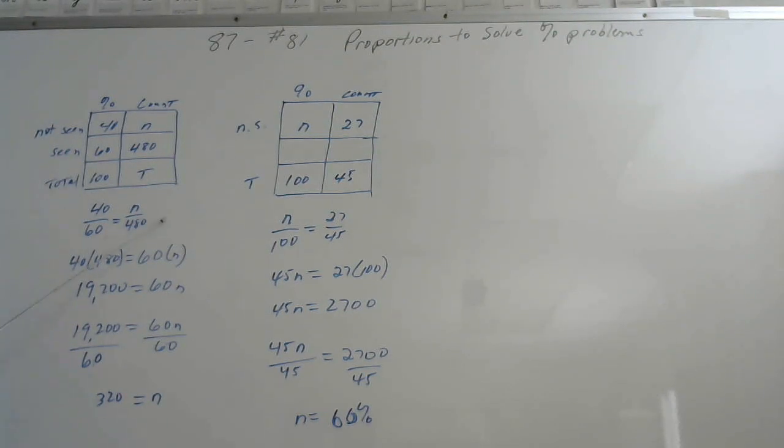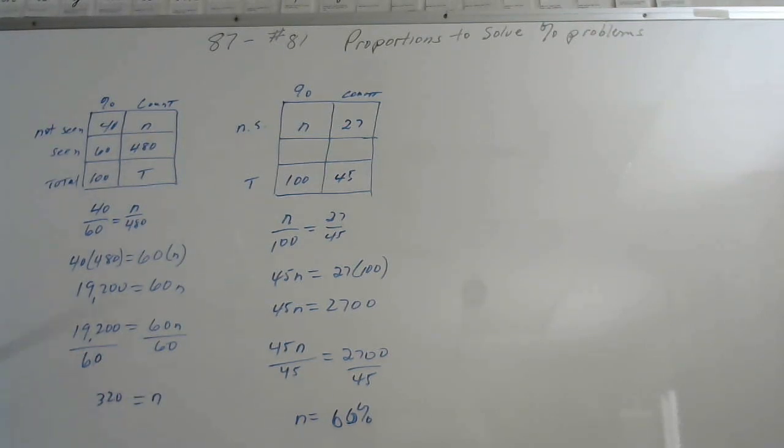So this is example 1. And it says 40%. So notice I got a percentage column and I've got a count. I've got not seen, seen, and my total. So it says 40% of the leprechauns had never seen the pot of gold. If there's 480 that have seen it, they want to know how many leprechauns have not seen it.